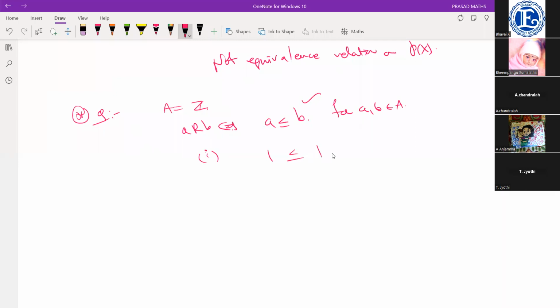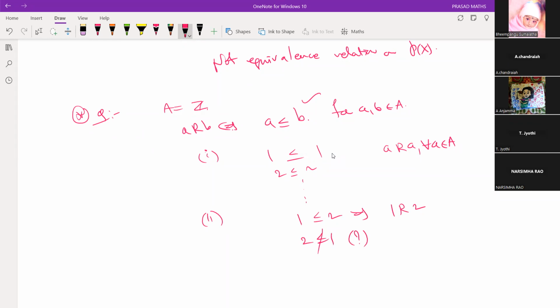Yes, 1 is related to 1, 2 is related to 2. Therefore, any element is related to itself, so it is reflexive. Question: is it symmetric? No, sir. Suppose I take 1 related to 2, because 1 is less than or equal to 2. Is 2 less than or equal to 1? No, sir. So 2 is not related to 1. Therefore, it is not symmetric.